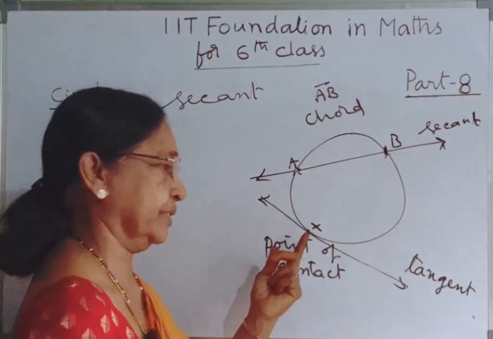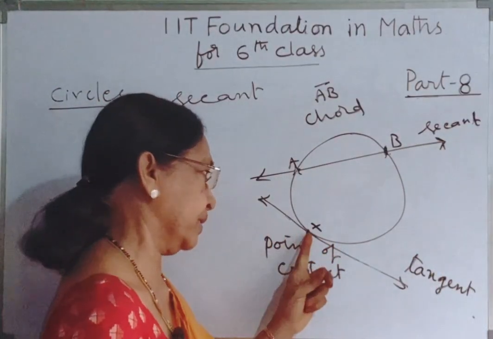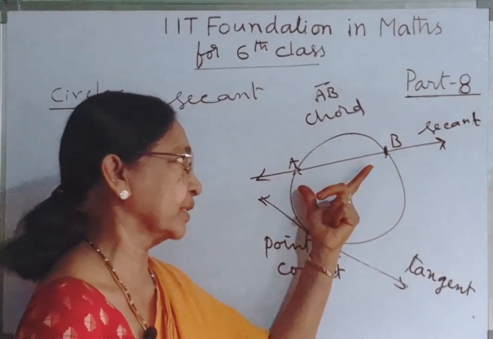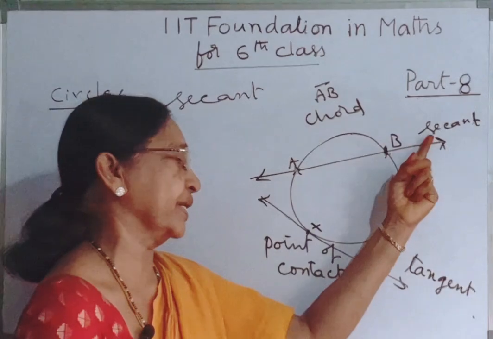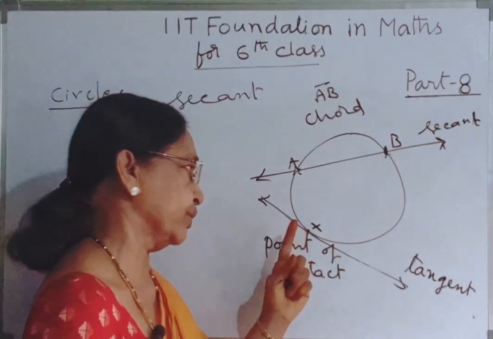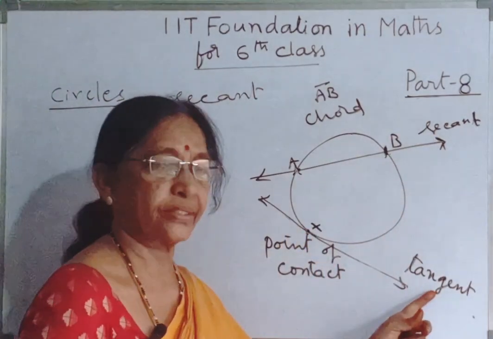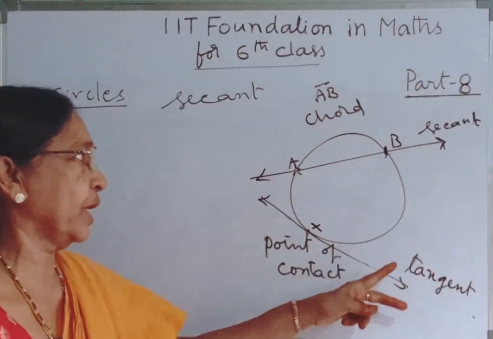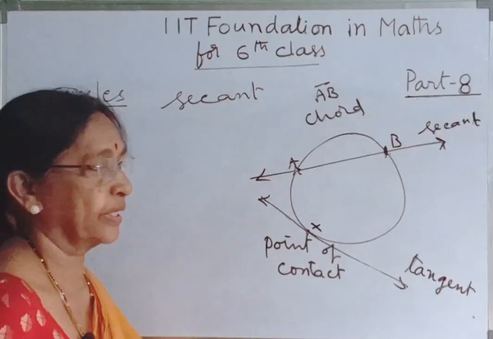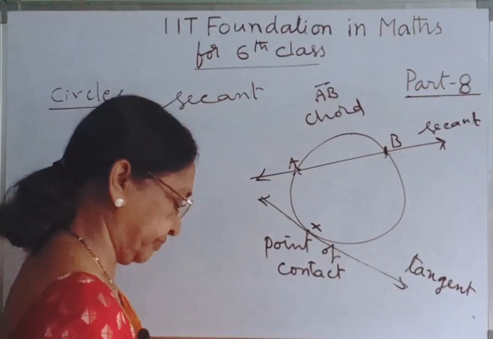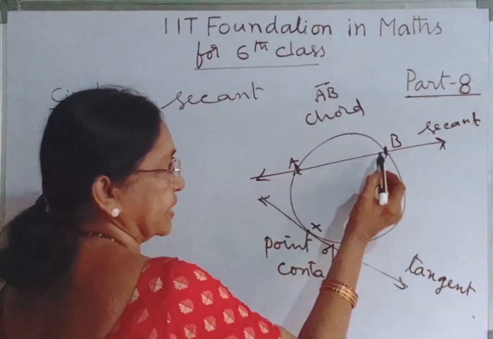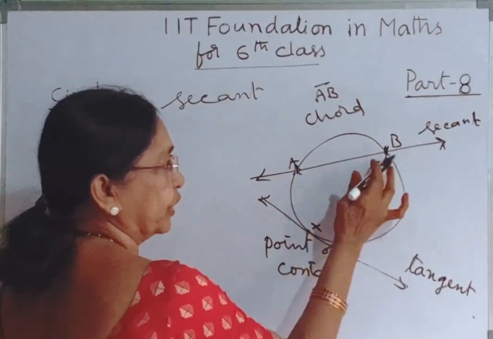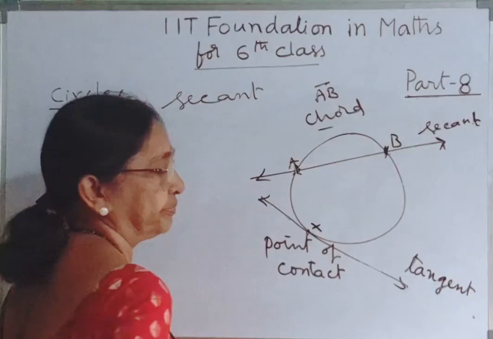So a tangent touches the circle at a single point only. If a line intersects the circle at two different points, it is a secant. If a line touches the circle at only one point, it is called a tangent. That is the difference between a secant and a tangent. Both are lines extending on both sides. The line segment which intersects the circle at two different points, that is the line segment from A to B, is called the chord.